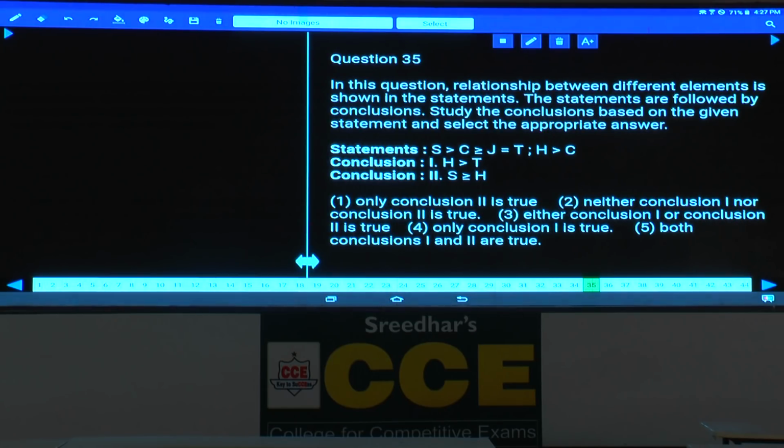Now question number 35, the relation between H and T. What is the letter which is common? H greater than C, C greater than T, hence H greater than T, definitely true. Then the second one, S and H. Between S and H, S greater than C, and here C is lesser than. Two opposite symbols, no relation, and equal to is not there between these two. This is straight away ruled out. Then what is your answer? Only one follows, choice 4. Now this is about question numbers 31 to 35.